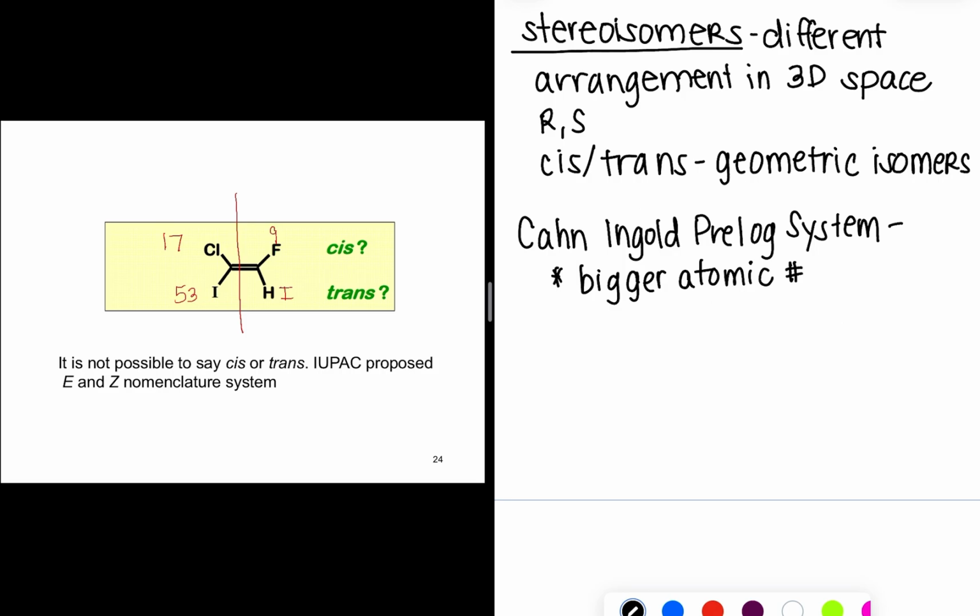On the left side, I have number 17 and number 53, iodine wins. On the right side, I have number 9 for fluorine and number 1 for hydrogen. Fluorine wins. So this molecule is a trans, opposite side of the double bond, but when we can't say it's simple cis or trans because there's a lot of other atoms attached, we use a different nomenclature system, E and Z.